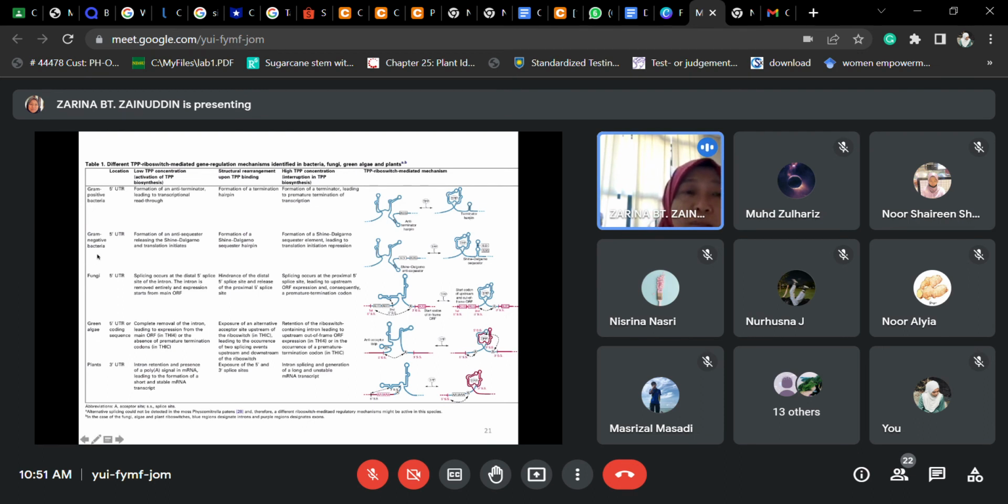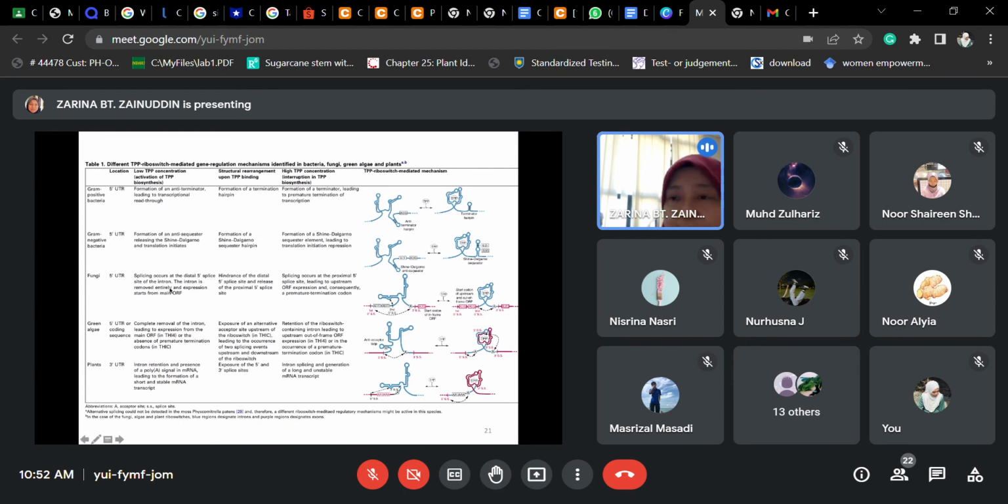While in gram-negative bacteria, it is totally different. The location of the riboswitch is similar, at the 5' UTR. But in low concentration of TPP, it forms an anti-sequestering structure, releasing the Shine-Dalgarno. It will form the Shine-Dalgarno anti-sequestrator. And then the translation is being initiated. But when TPP is in high concentration, it will bind to the binding site. The formation now becomes the Shine-Dalgarno sequestrator, which leads to translation initiation repression. It will repress the translation.